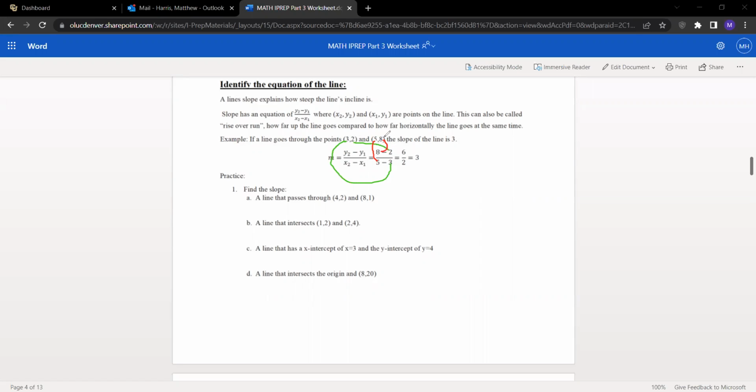Just to say where we got those numbers from. And then we get a slope of 3. So now let's try finding the slope. So we have a line that passes through (4, 2) and (8, 1). So this one, we know 8 is larger than 4, so it's to the right. So I have 8 over 1. And we take these, right? We have x2. Oh, and I did this wrong, sorry, it's backwards.